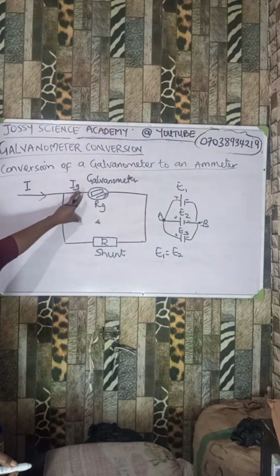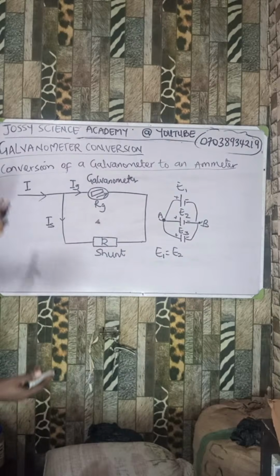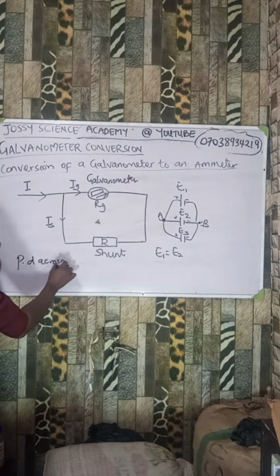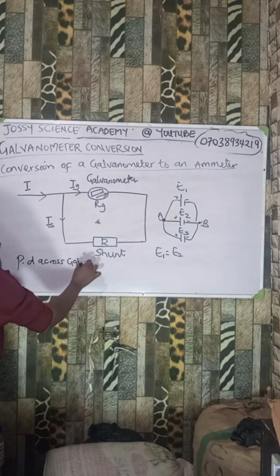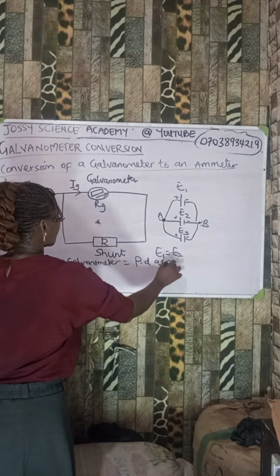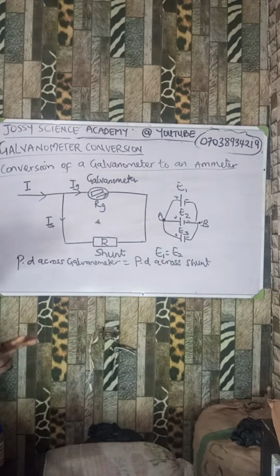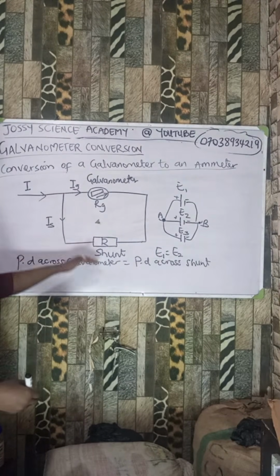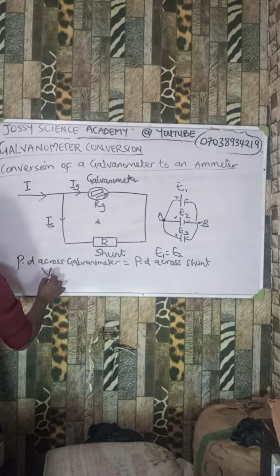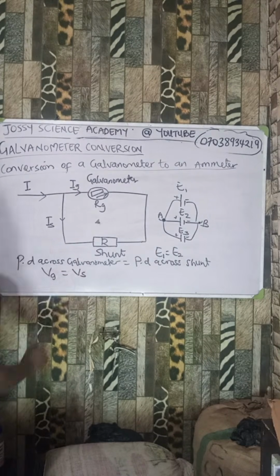That is applicable to this. The PD across the galvanometer and the shunt are equal because they are connected in parallel. So I will say PD across galvanometer is equal to PD across shunt. Are we following? From what we did yesterday, the PD across galvanometer equals PD across shunt. PD is V. So V across galvanometer equals V across shunt. Do you understand?